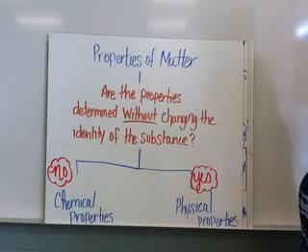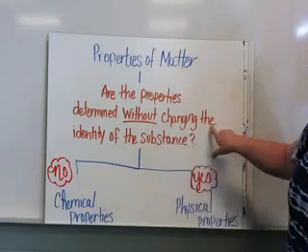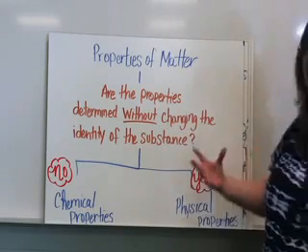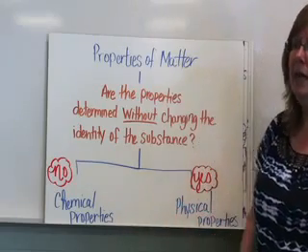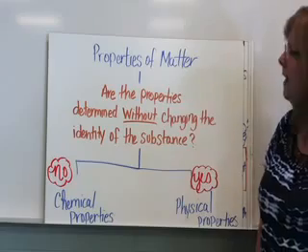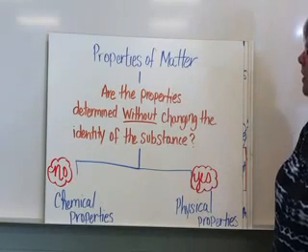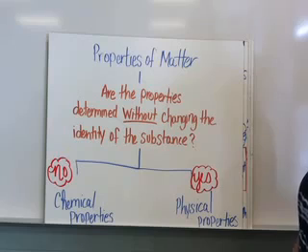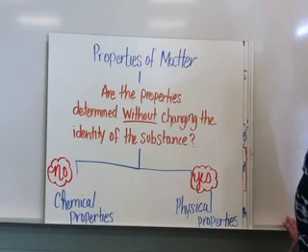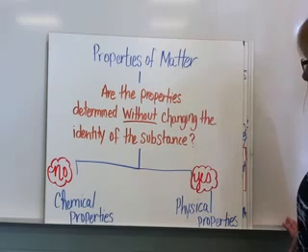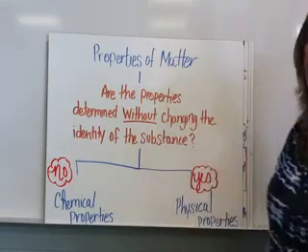If you say, well, this property cannot be determined without changing the identity of the substance, so in other words, it's changed into something completely new, usually because it's interacted with something else, then we say that it's a chemical property. So again, you ask the question, are the properties determined without changing the identity of the substance? If it is not changed, then it's a physical property. If it is changed, then it's a chemical property.